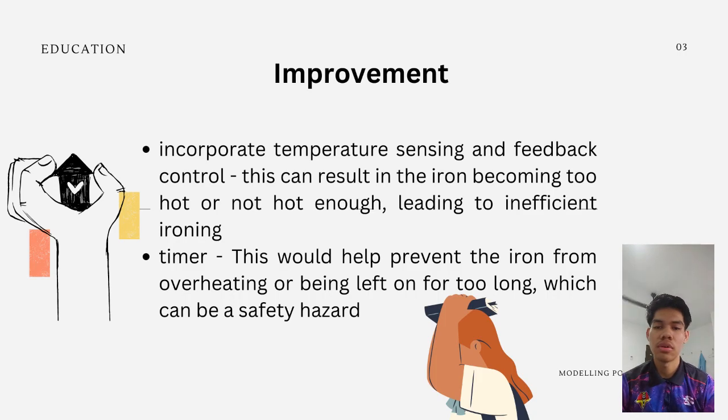Improvement for electric iron. First, incorporate temperature sensing and feedback control. This can result in the iron becoming too hot or not hot enough, leading to inefficient ironing. Second, timer. This will help prevent the iron from overheating or being left on for too long, which can be a safety hazard.